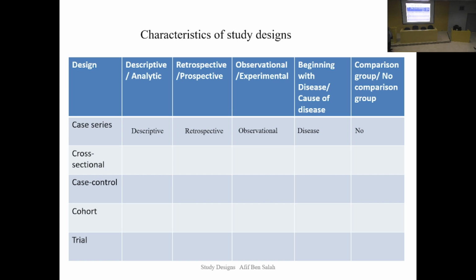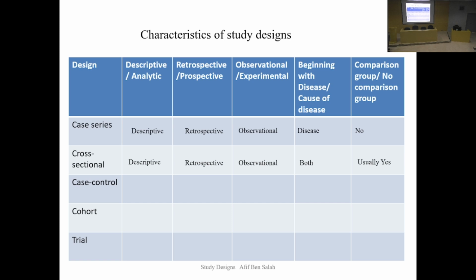Cross-sectional. Yes. Retrospective, prospective. Retrospective. Observational, experimental. Very good. Beginning with disease or cause of disease? I am very impressed. I am very proud of you, truly. You understood everything. But comparative group, yes or no? Yes. Usually yes. You can do it without, but usually yes.